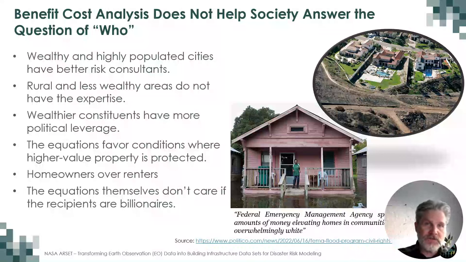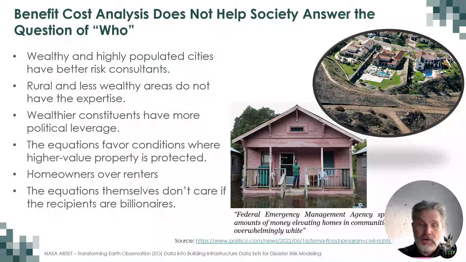Moving back. Equations favor conditions where a higher value property is protected. So if you're going to mitigate a high value structure, that shows that you're going to save more money than if you're mitigating structures that might be older and ending their lifespan. It's just essentially not worth it from a cost perspective.